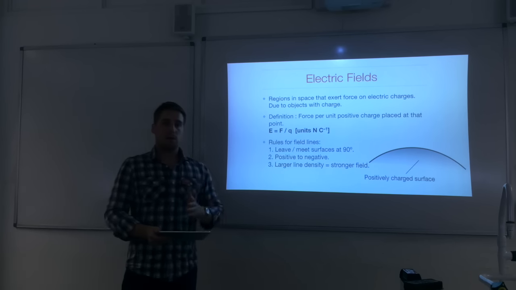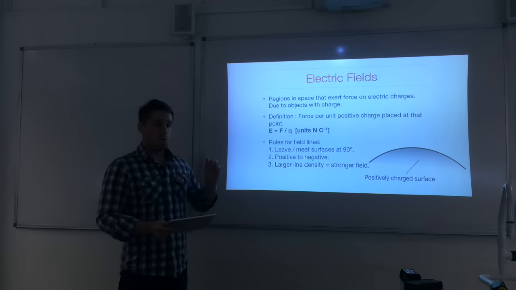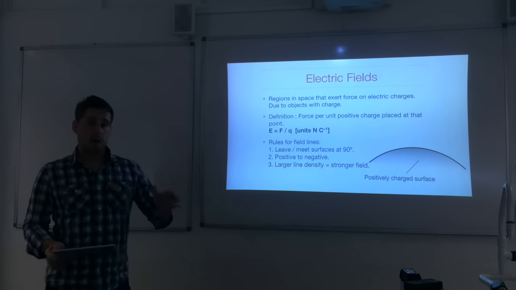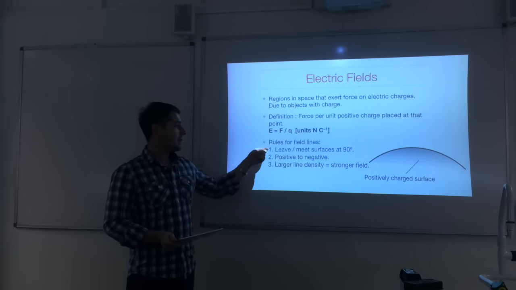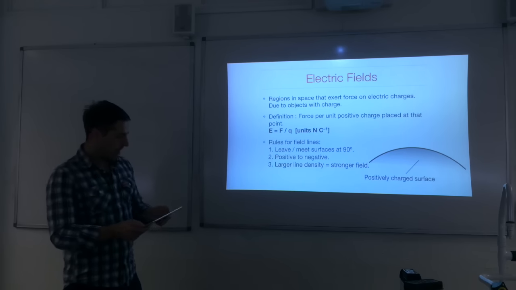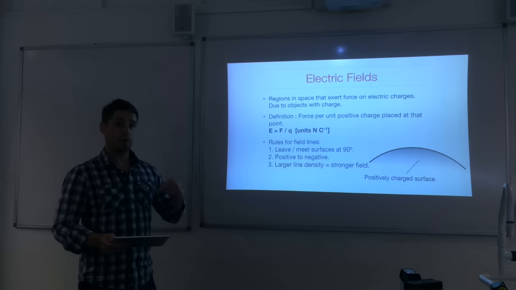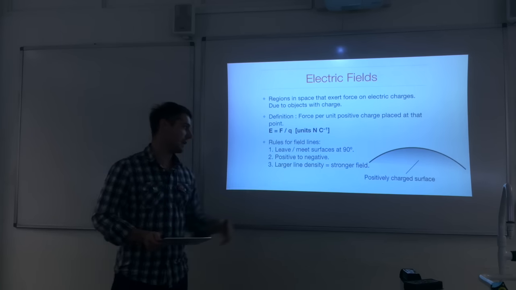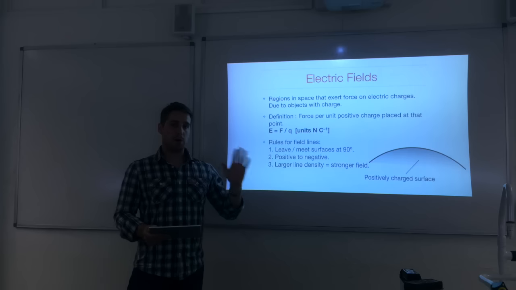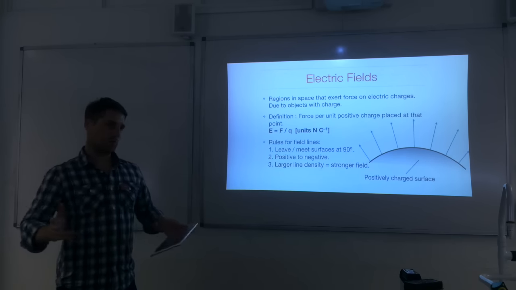When we are dealing with electric fields, we'll often represent that with a diagram. So in the diagram you have field lines, and there are rules for how we draw those field lines. Firstly, field lines leave and meet surfaces at 90 degrees. Secondly, they need an arrow, and the arrow indicates the direction that a positive charge would move, so they're positive to negative. And then thirdly, the more lines you have per unit area on your diagram means you have a stronger field. So stronger field, more field lines.